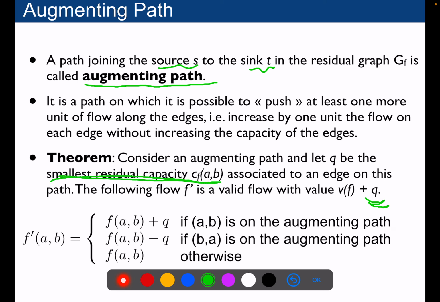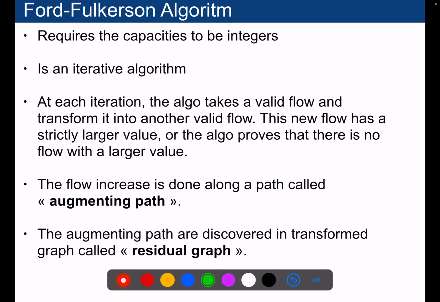You find this smallest residual capacity, Q, and you increase the flow value by Q if AB is on the augmenting path, or decrease the flow value by Q if BA is on the augmenting path. Otherwise, you simply keep the same value for the flow as you had before. That's the idea of the Ford Fulkerson algorithm.